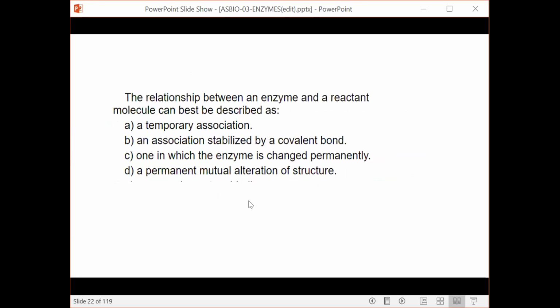Okay, next, the relationship between an enzyme and a reactant can be best described as. What? You can't see the question? All can see the question, right? Yes, sir. Okay. Already started. Khushi, Devangi, Shreya, Shruti, Shravani.